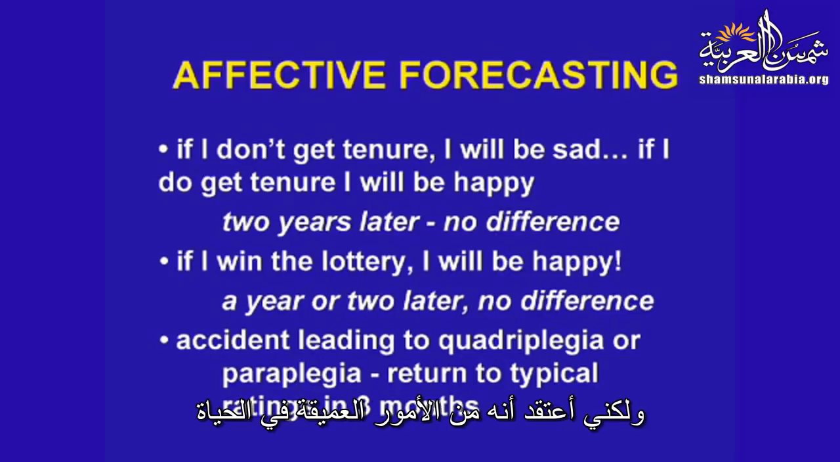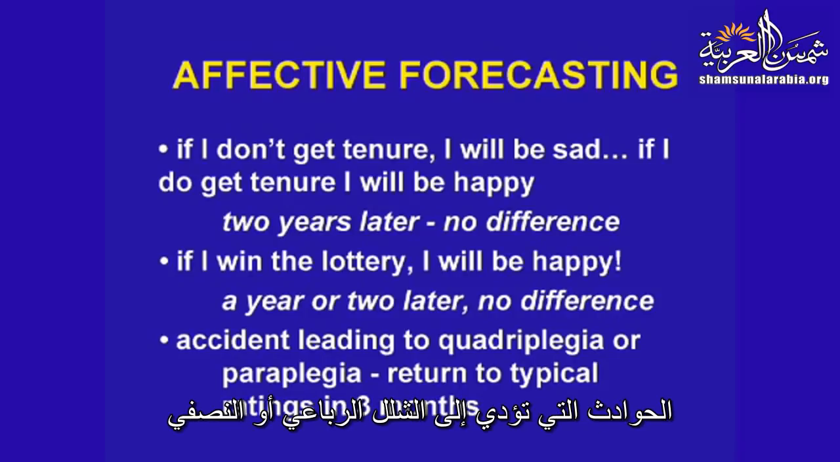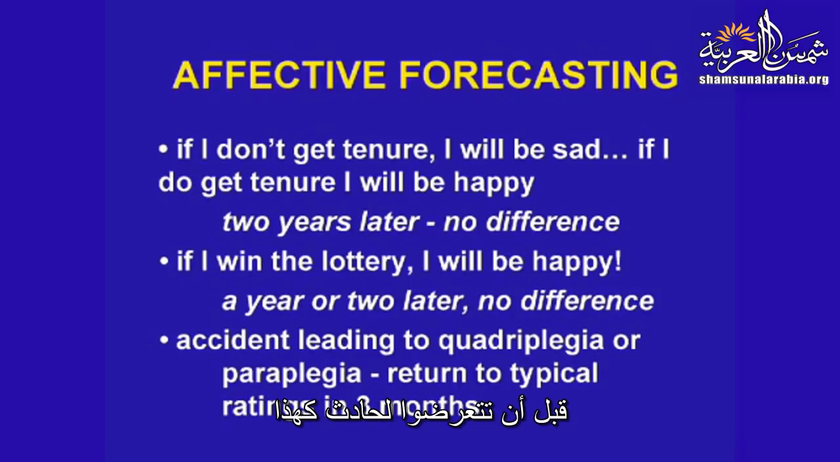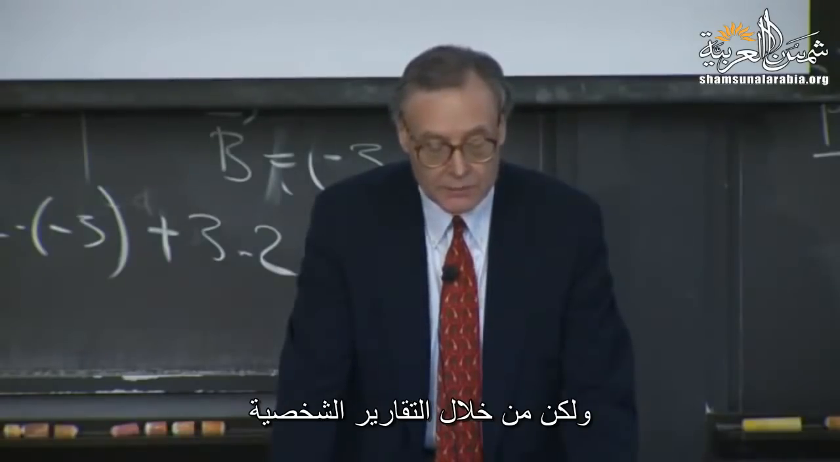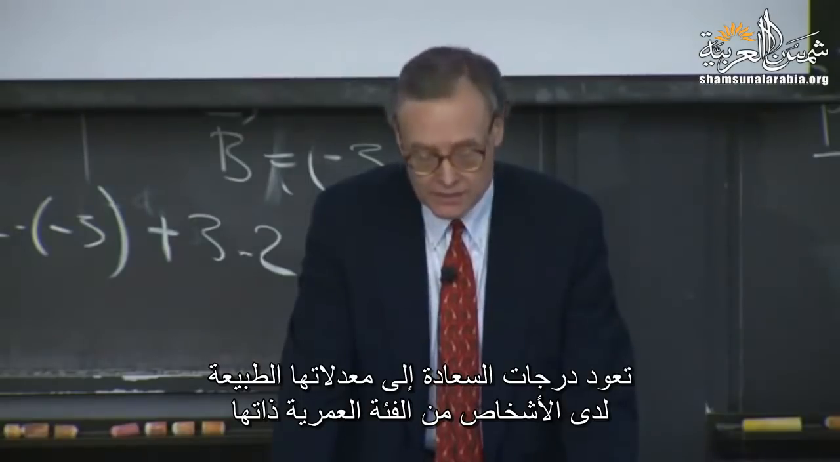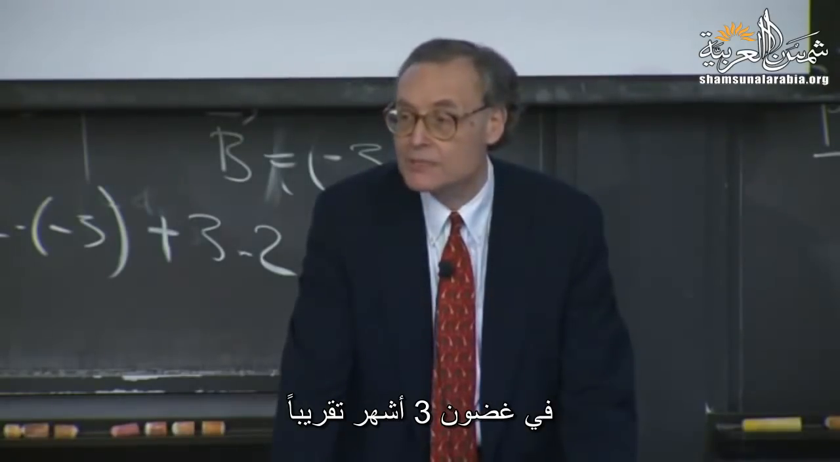And kind of amazingly, but I think it's deep about life, accidents leading to quadriplegia or paraplegia, accidents that, you know, before you had such an accident, you would imagine that it would be something extremely difficult, and it can be in many ways, but by self-report, ratings of happiness return to typical average populations of the same age in about 3 months.